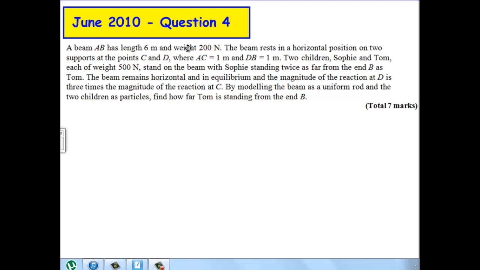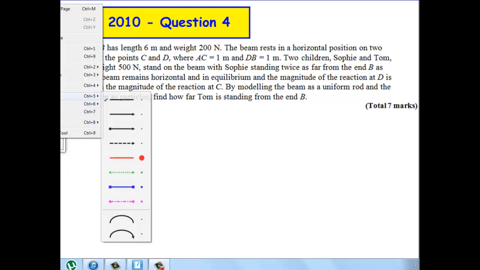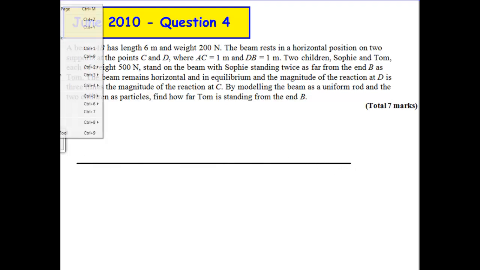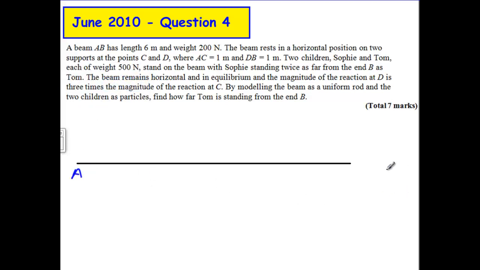So what I'm going to do is read through the question and slowly draw the appropriate diagram for the question itself. It says a beam has length 6 meters and 200 newtons. So I'm going to draw my beam, and I would recommend that you always do the same as well. This is going from A on the left hand side to B on the right hand side.